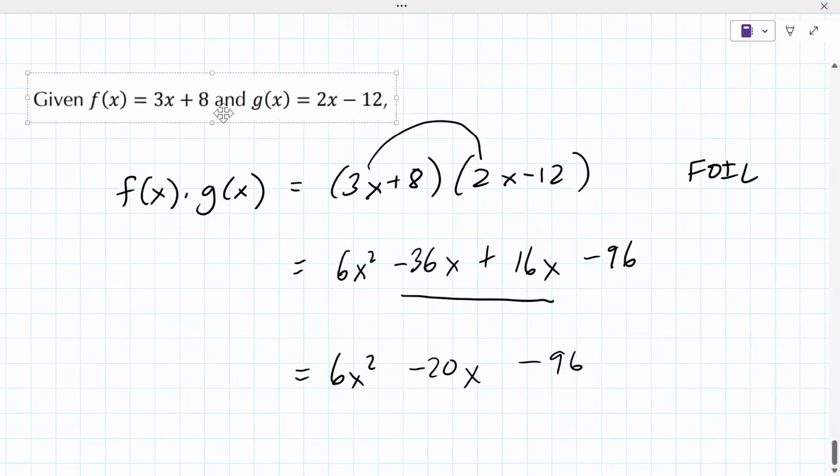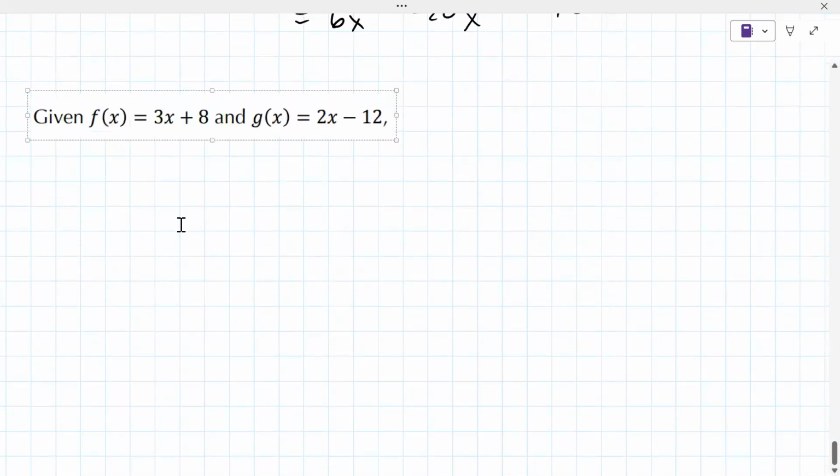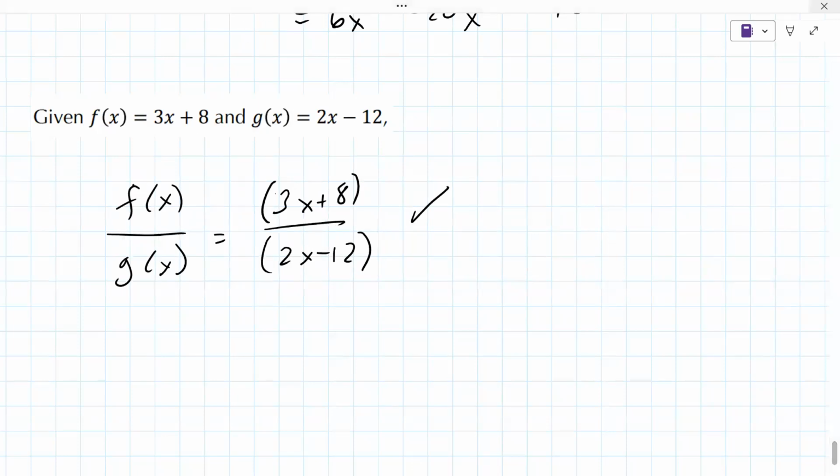Okay. But wait, there's more. We're going to do the division one, f of x over g of x. This is 3x plus 8 over 2x minus 12, and call it a day. There's no simplifying that can be done. There's implied parentheses in the numerator and denominator. All right. Questions, thoughts on that? I'm good.